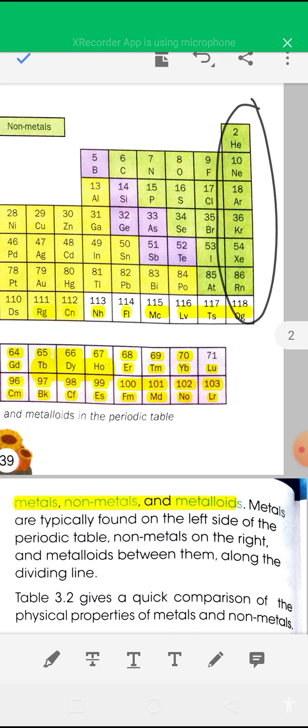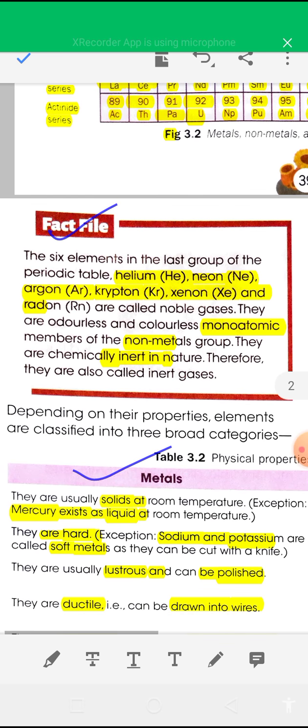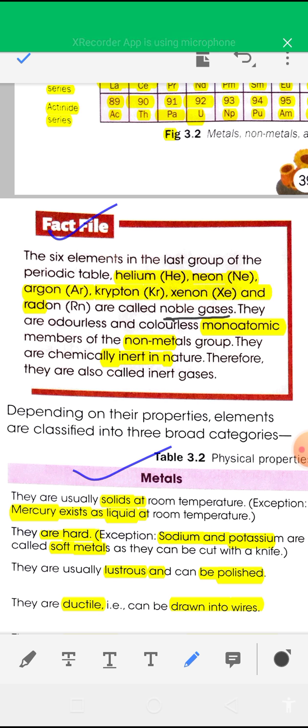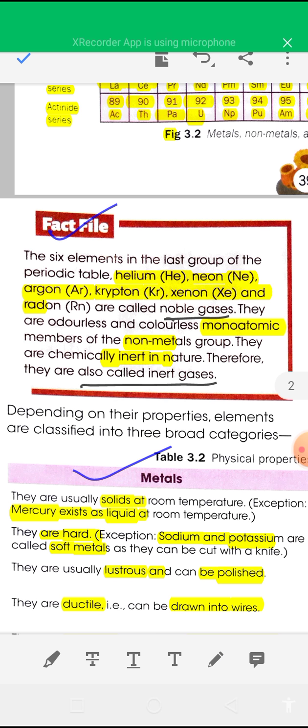Okay, or noble gases: helium, neon, argon, krypton, xenon and radon. These six elements are called noble gases. They are odorless, colorless, monoatomic non-metals, and they are chemically inert in nature, and therefore they are also called inert gases. Atoms of these noble gases can exist independently, that is, they are monoatomic elements.